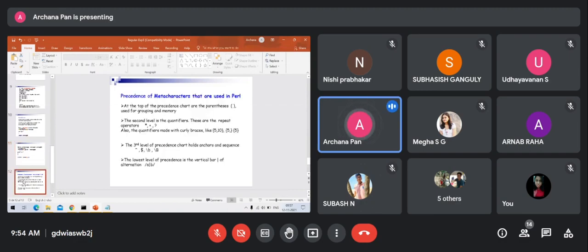Now, in one regular expression you have different types of operators. Which one will be preferred first? First, whatever you have written within the parenthesis is at the top of the precedence chart; parentheses are used for grouping and memory. So this is the first priority. The next one is the multipliers that you have already learned. Multipliers are also known as quantifiers: asterisk, plus, and question mark.